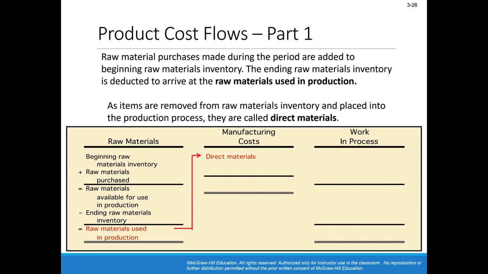So the way that this chart shows it, it doesn't give you that amount. Sometimes the problem might, but on this chart, it's saying, okay, if you have the total raw materials available, and I'm giving you what's left in there at the end, the difference between the two is what you actually used and brought into work in process. So that's the raw materials used in production. Okay, so the raw materials is pulled out, it's put into your manufacturing cost, that's your direct materials.